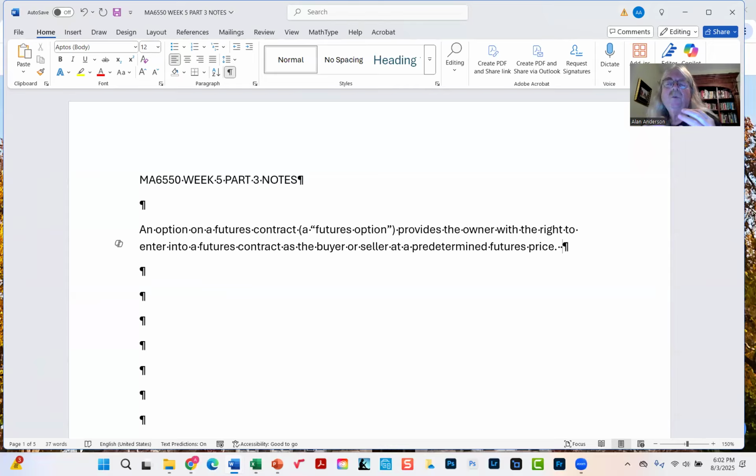So in other words, once you enter into that futures contract, then your position is the same as if you had bought the futures contract in the first place. At that time, you can hang on to it, you can use it to buy or sell the asset, or you can simply unwind it and then collect your profits, hopefully, if there are any.